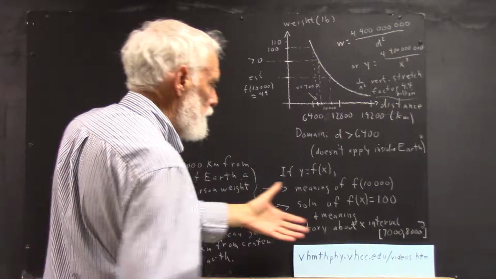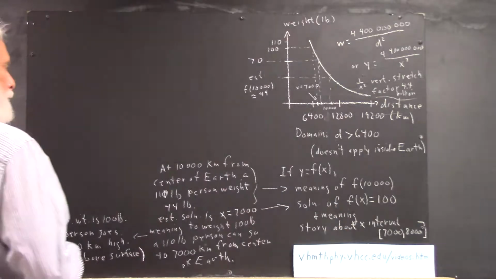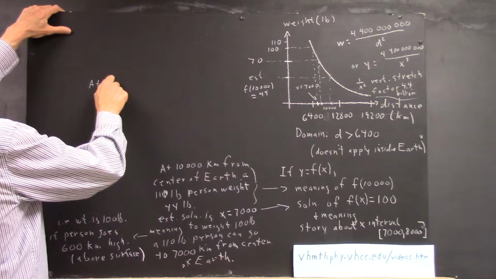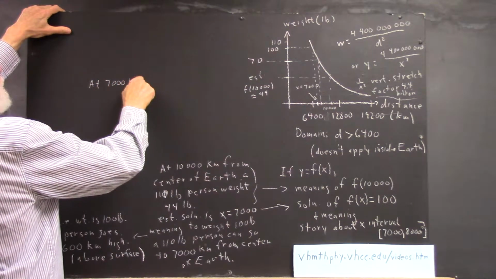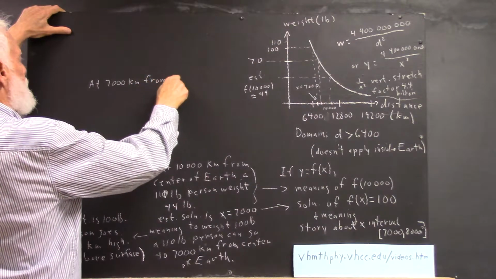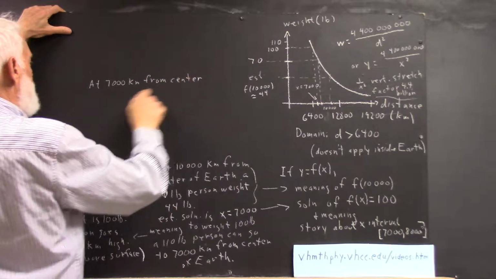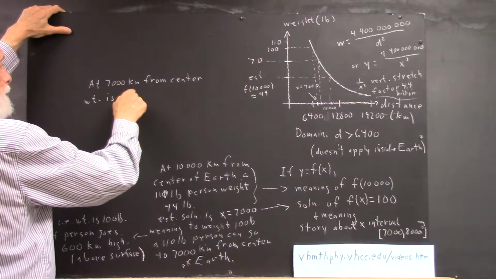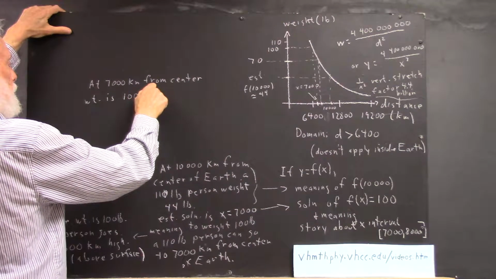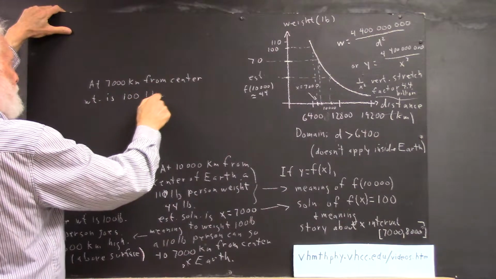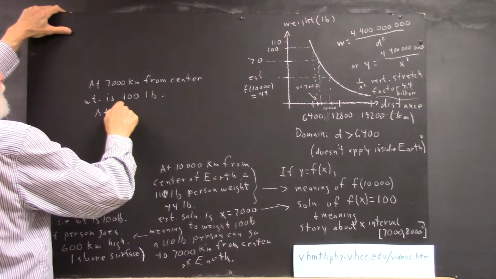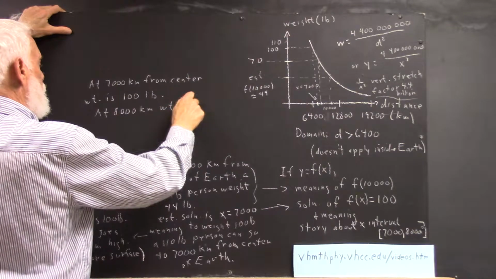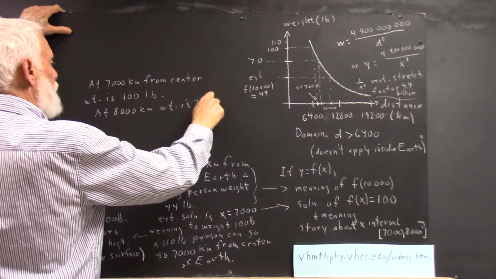Then what can you say about the interval from 7,000 to 8,000? Well, we can say at 7,000 kilometers from the center, weight is 100 pounds. At 8,000 kilometers, weight is 70 pounds.